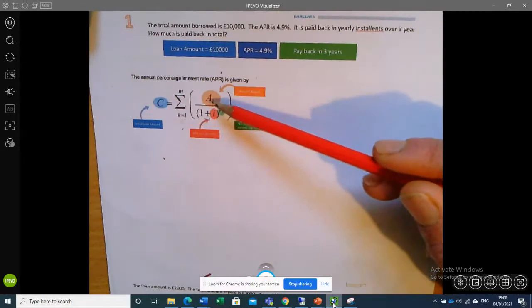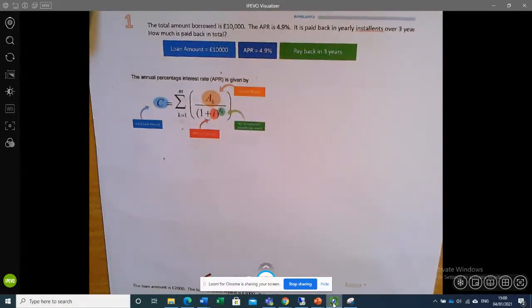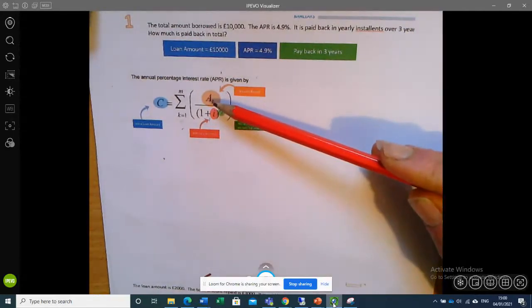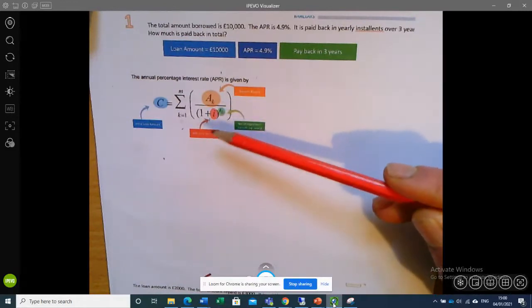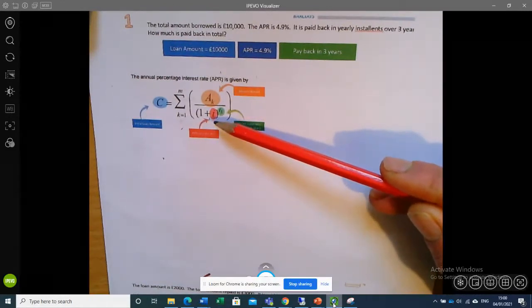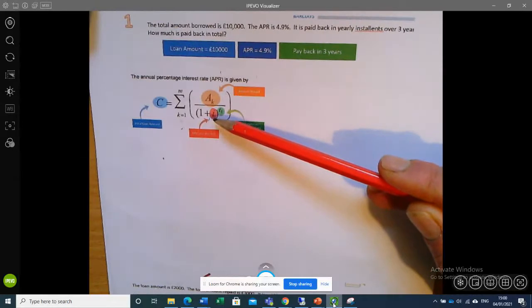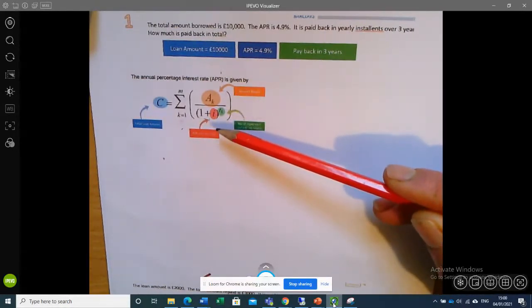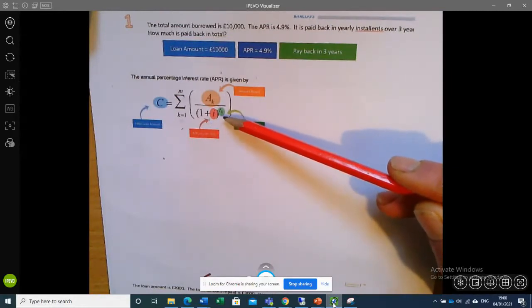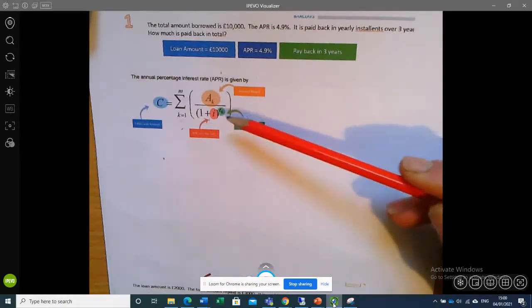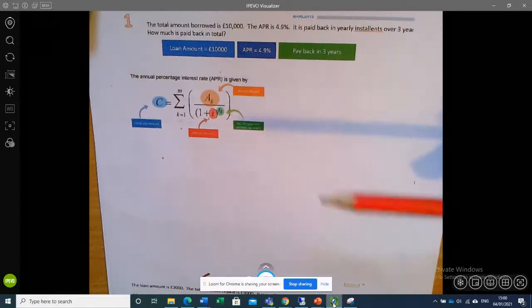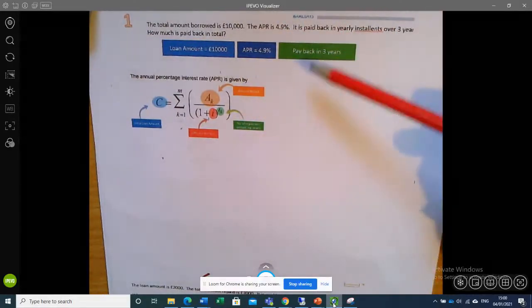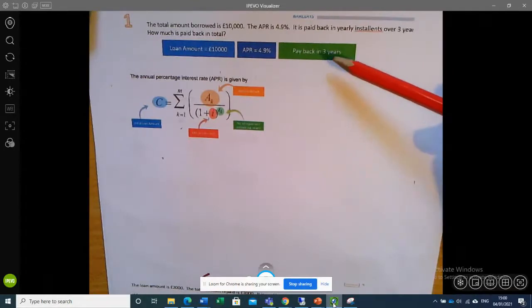Okay, A_K is the amount repaid. If it was in separate repayments, that would be how much each instalment was worth. But as we're considering it as a whole, A_K is going to be the total repayment on this one. I is the interest rate, the APR. In this case we had the 4.9%, so we'd write that as a decimal, 0.049, and then T_K is the number of repayment periods. Again, because we're considering it as a whole, we're just going to put that as 3.